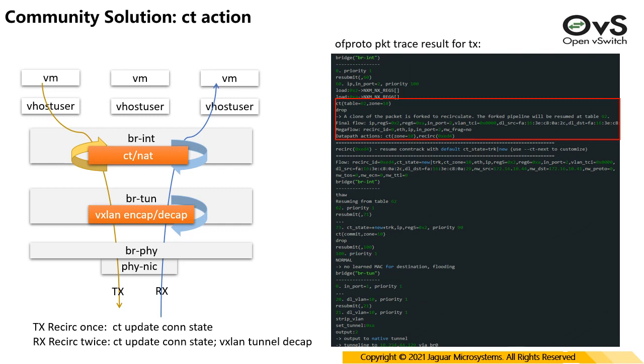And we do a packet trace in the TX direction, as shown in the right picture. From the tracing result, the packet gets recirculated when it goes through the connection tracking table. And the VXLAN decap action will also trigger a recirculation, so the packet gets recirculated once in the TX direction and twice in the RX direction. In this talk, we will focus on how to tackle the recirculation triggered by the CT action.